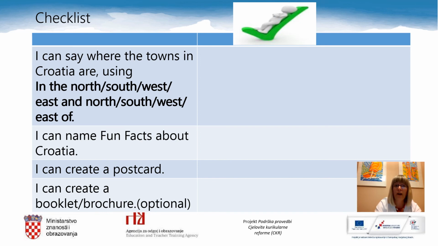I can name fun facts about Croatia. I can create a postcard. I can create a booklet or brochure, which was optional. Please go through the statements and tick the boxes.